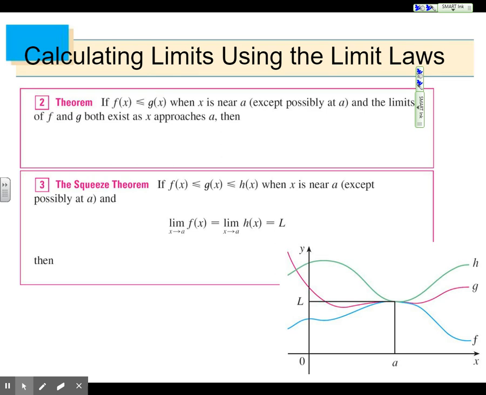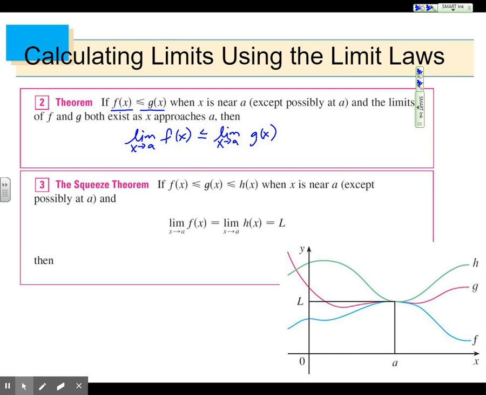It says if f of x is less than g of x when x is near a, and the limits of f and g both exist as x approaches a, then the following is going to be true. So if you have f of x is smaller than g of x, you can take the limit as x approaches a, and it will always be smaller than or equal to the limit as x approaches a of your g of x.